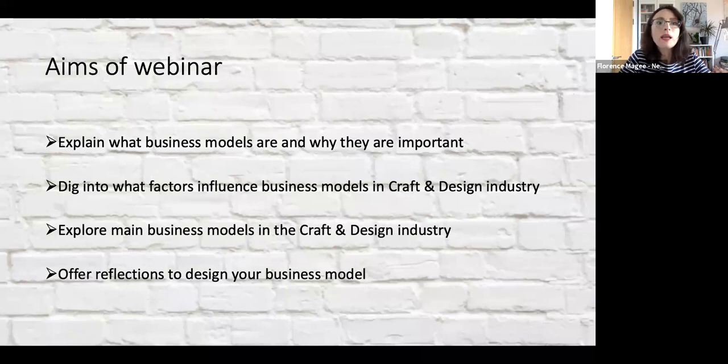So we'll go into the nitty-gritty really of how the businesses work and what is important for them and what's not important. So we're going to look also at what factors influence the business models in the craft and design industry specifically. We're going to look at examples of general models of business that are run in the craft and design industry. And I have 3 general models that you'll see which one you think you fit in. And then finally, I'll leave you with a bit of a framework on how to design your own model.